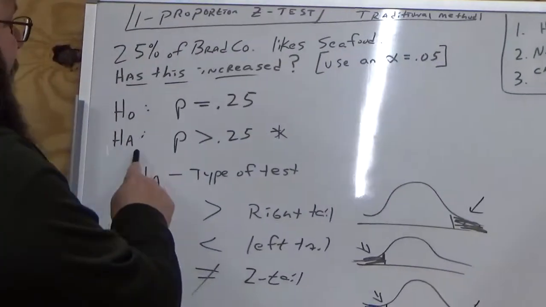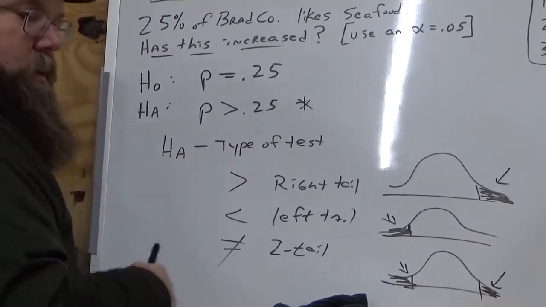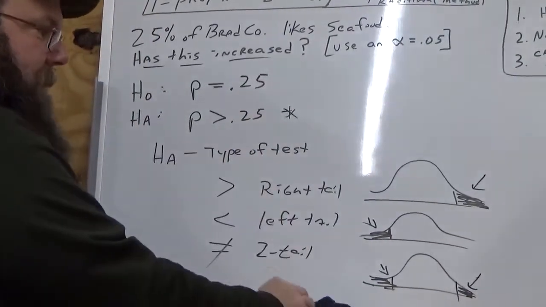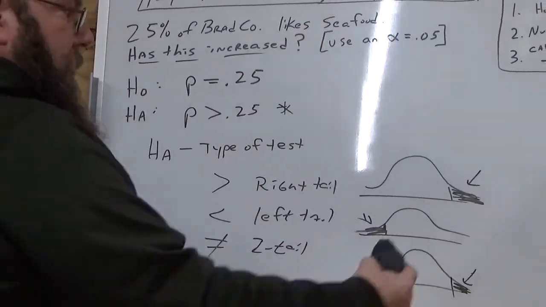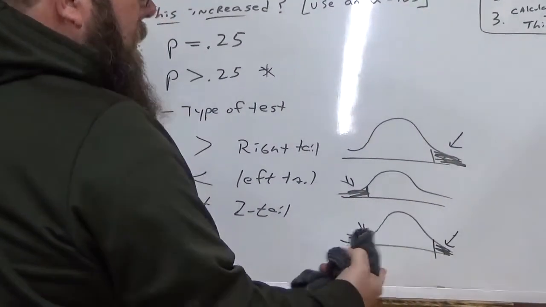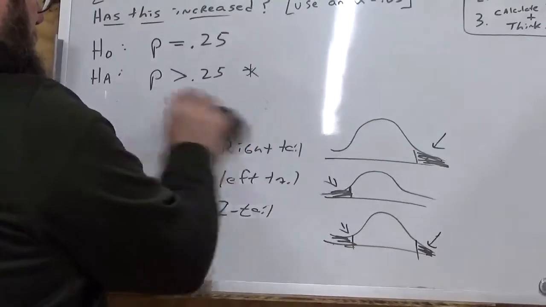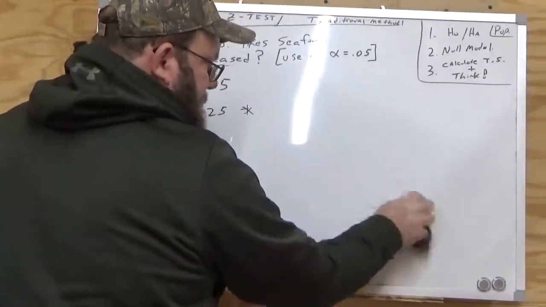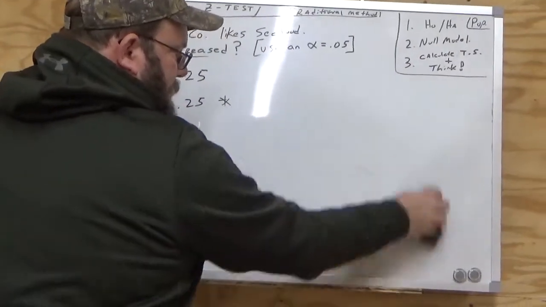So the HA, the alternative hypothesis, what we affectionately call the HA, tells us what type of test we're going to have. Whether we're working on the right tail, the left tail, or both tails at the same time. Okay? So, I'm just going to erase that so we have a little bit more space here. That's a very simple concept.